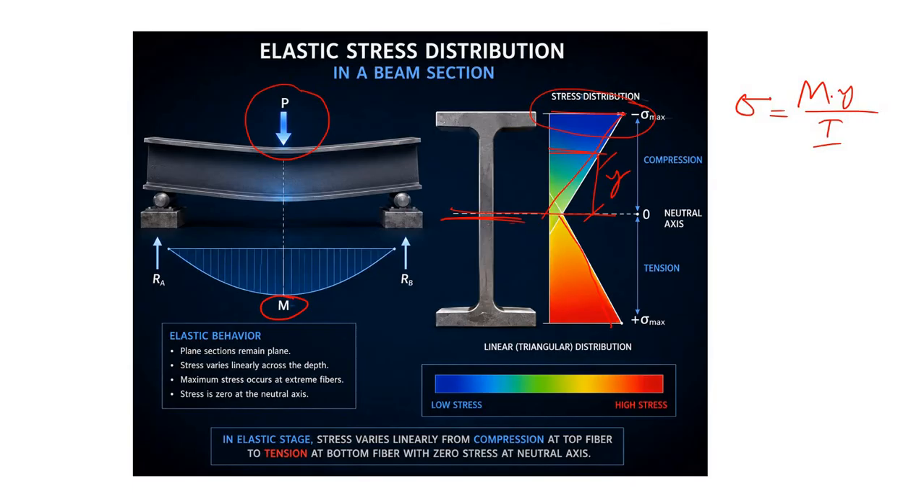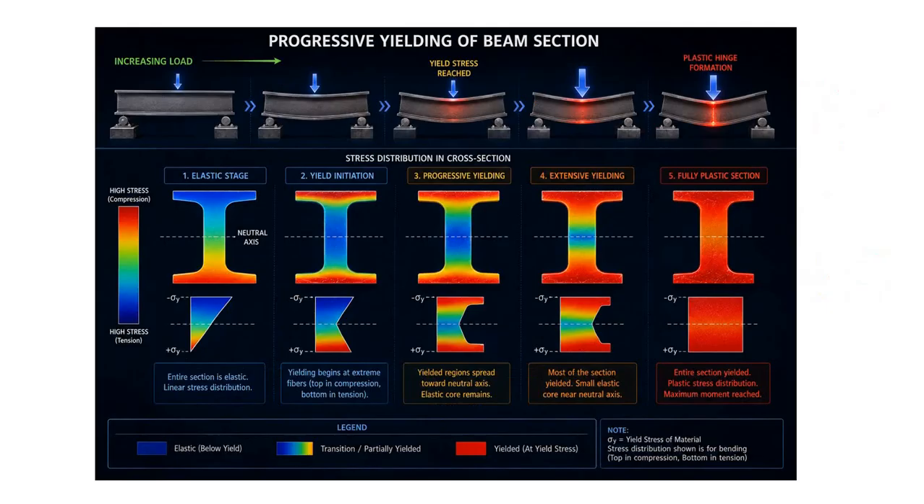Okay. Now, once this extreme fiber has reached its yield stress, that means now sigma is equal to sigma y. What will happen? When this stress reaches the yield stress, the corresponding moment is known as your yield moment, and it is simply Fy or sigma y times the elastic section modulus, that is Ze. Now we will continue to increase this load, right? We are now increasing the load from this point to this point. Let's see what will happen.